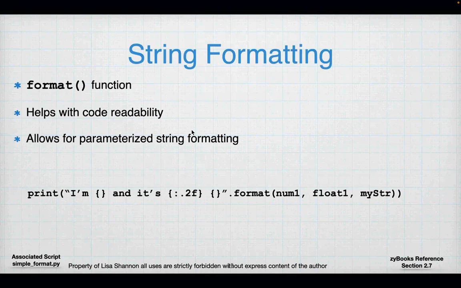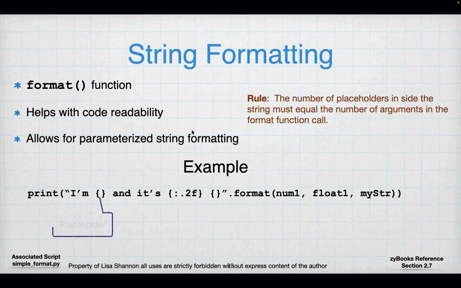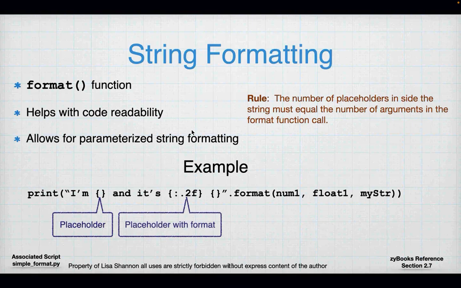I have two sets, one at the beginning and one at the end, that have nothing in them, and then I have this squiggly brace with :.2f in it. So each of these squiggly braces is a placeholder. There are two empty placeholders, and that's just fine. There's also a single placeholder in the middle with a format. That single placeholder with the format is meant to print out the value that it's going to get in a certain way.